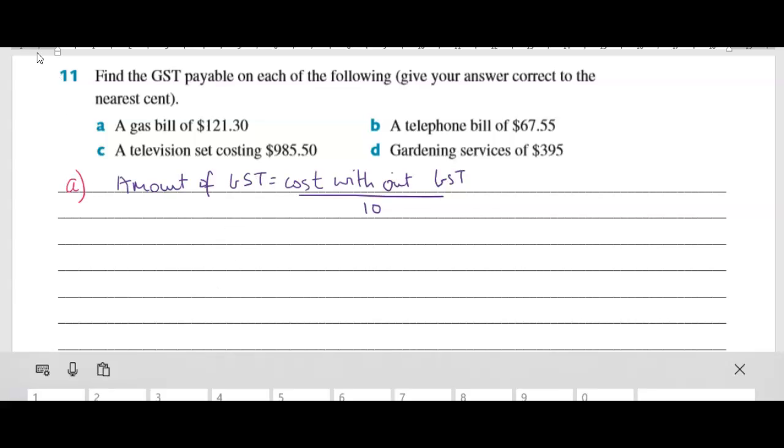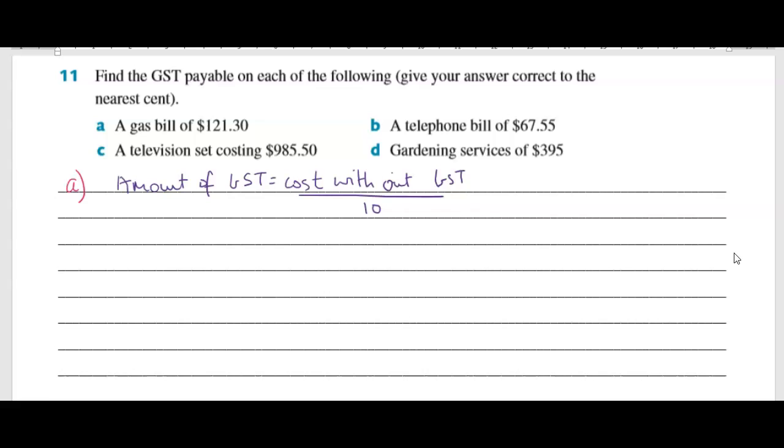All right, so let's do question A, $121.30. We're just going to divide that by 10. So GST equals $121.30 divided by 10. When we're dividing something by 10, we just move our decimal place one spot, but you can just do it on your calculator if you want to. $121.30 divided by 10, you should get $12.13. If you wanted to work out the cost, then you can just add the GST onto $121.30, but we don't have to do that for this question. We're just calculating the GST.